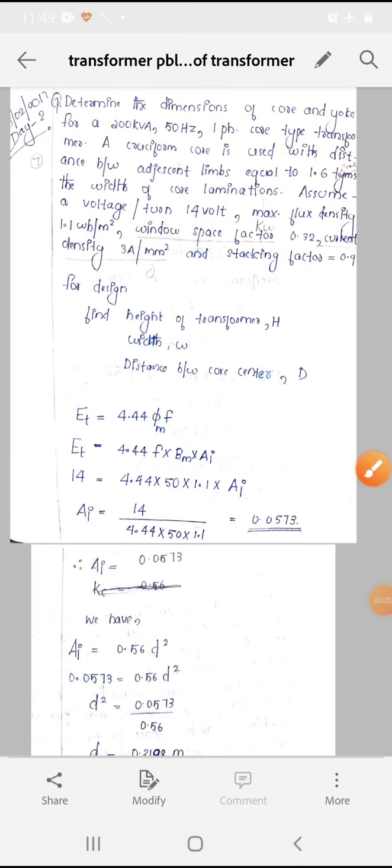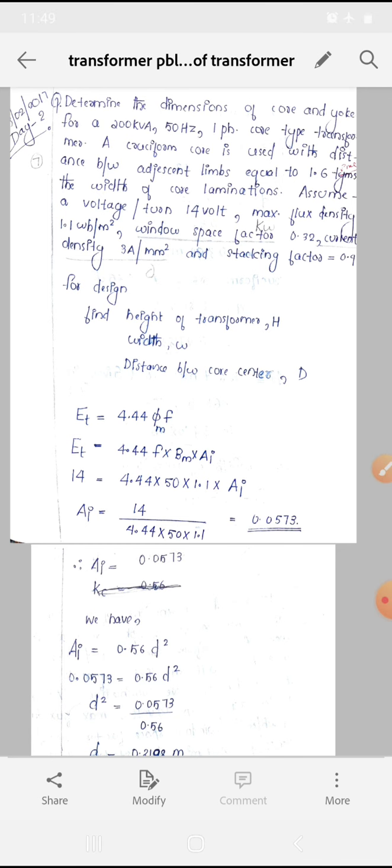Now we are going to learn the transformer problem. So in the last class we have learned how to solve the transformer problem using 8 steps. If we learn those steps by heart, then it will be easy for us to solve these problems. Normally questions will be asked like we need to find the overall dimensions of a transformer.